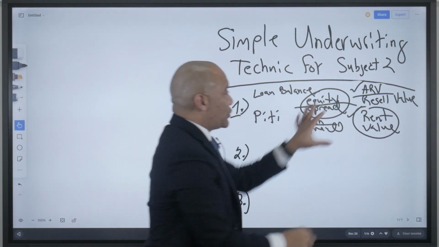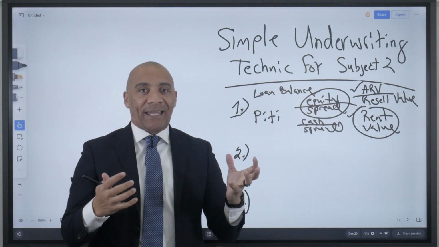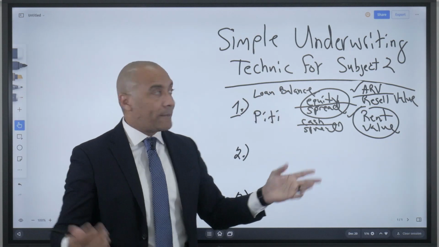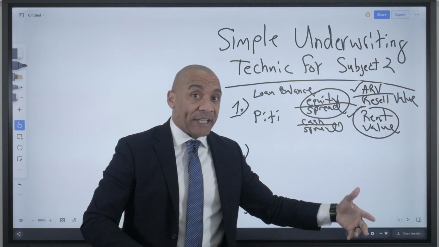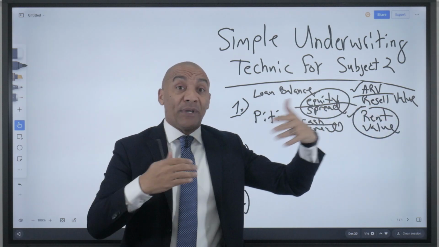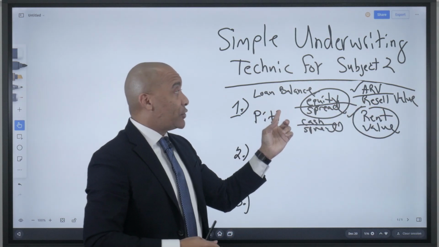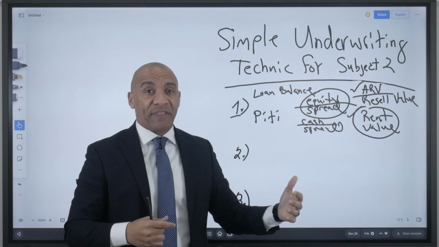Just those 2 data points alone play a big role in your underwriting, because if the loan balance is, let's say, $200,000 and the ARV is $350,000, but the resale value in its current condition is $300,000, I know that there's an equity spread of anywhere between $100,000 and $150,000.